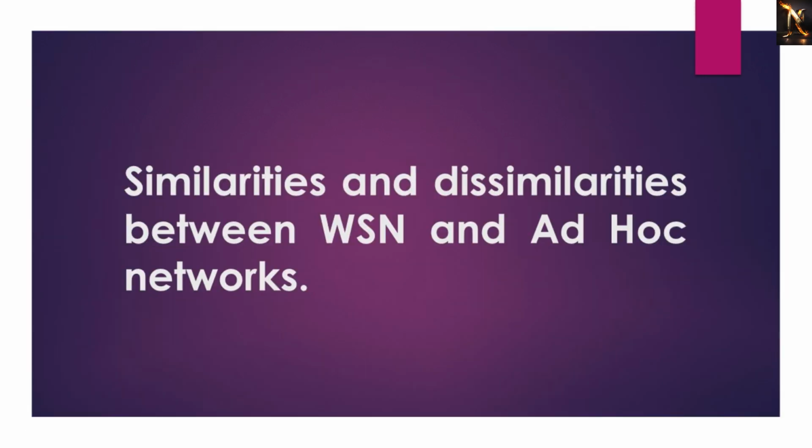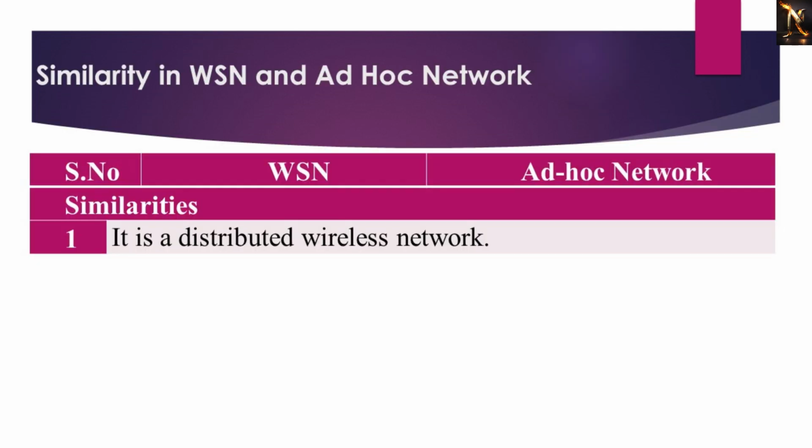Let's now delve into the section of this video that examines the similarities and differences between wireless sensor networks and ad hoc networks. Both wireless sensor network, WSN, and ad hoc networks share common characteristics. Distributed wireless network. Both WSN and ad hoc networks operate as distributed wireless networks, where nodes communicate with each other without the need for a fixed infrastructure.